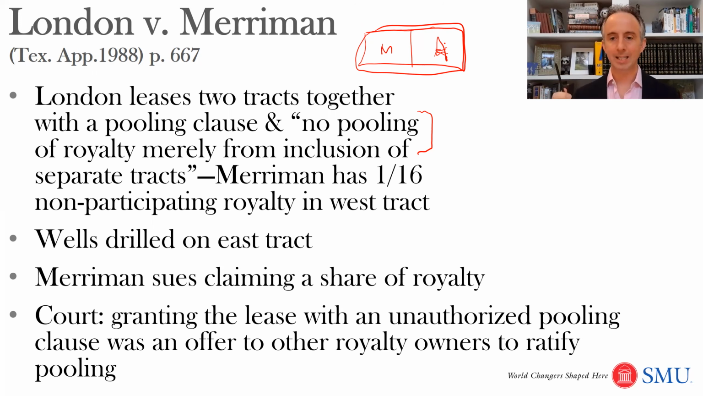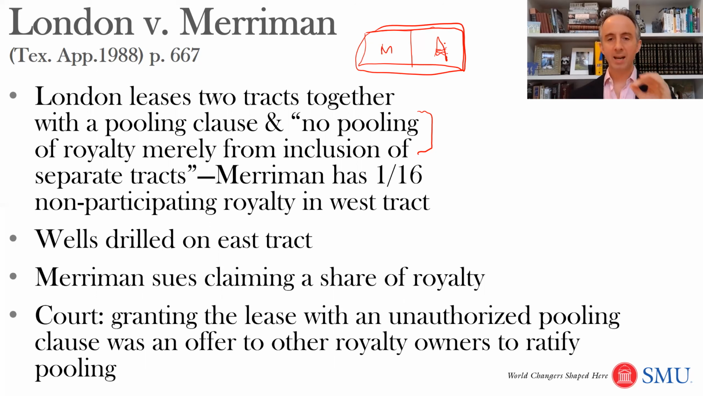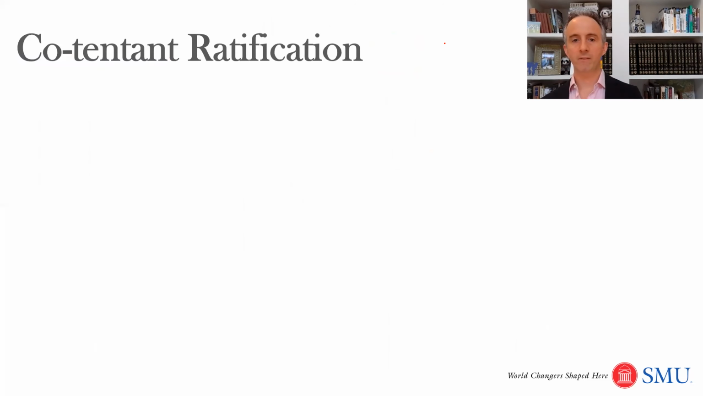By granting the lease with an unauthorized pooling clause that allowed you to pool in Merriman's land, that basically was an offer to the royalty owners to ratify and allow pooling. Okay, so what we'll see is that either if you have a non-participating royalty interest or a co-tenant, you have to be really clear that you are not allowing a lease or pooling of their interest.